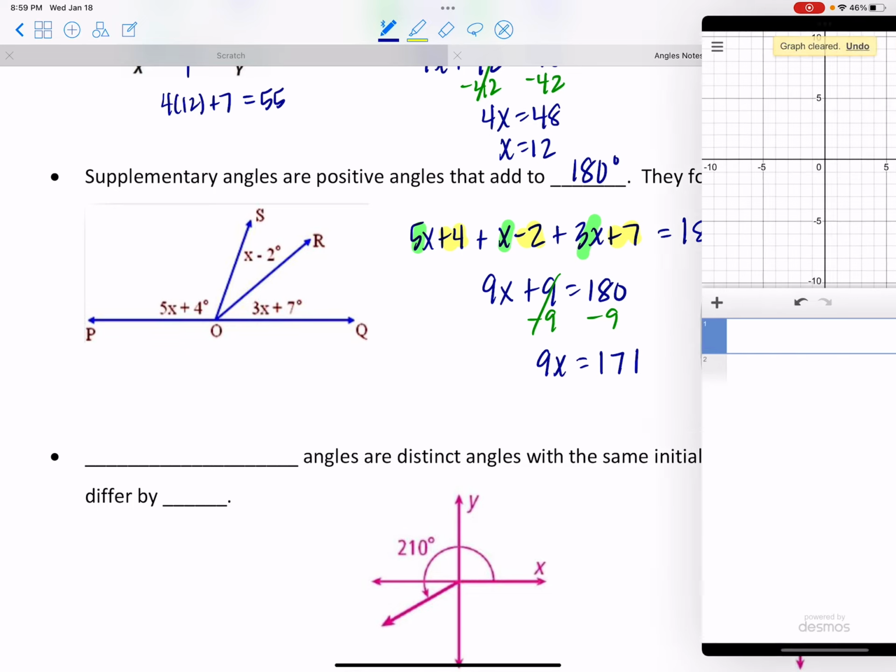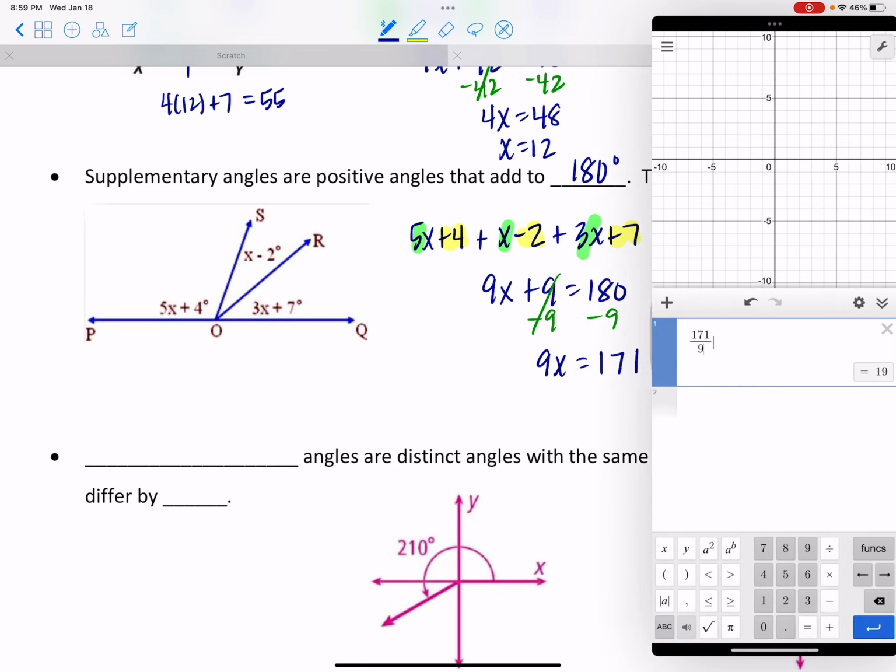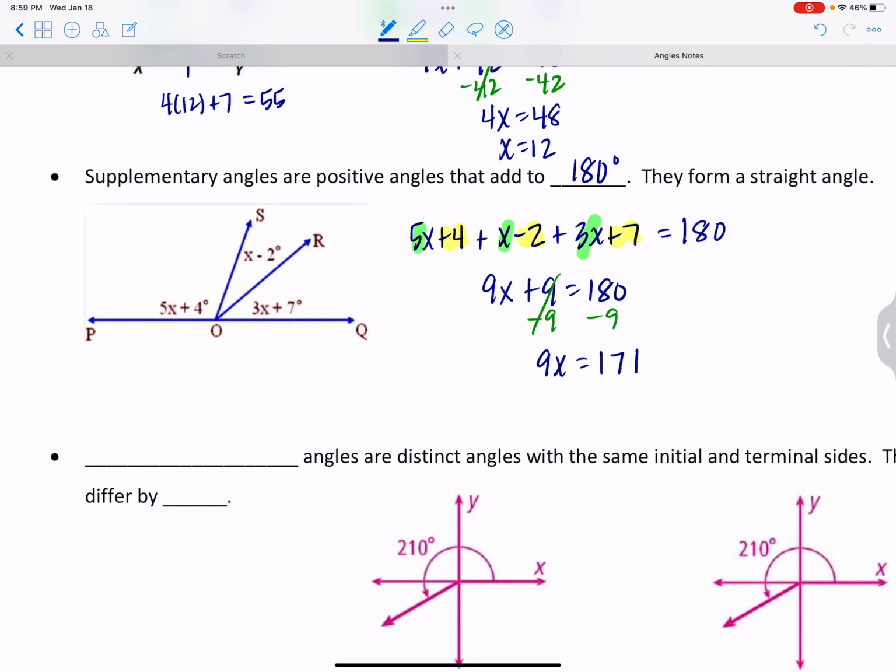Does 9 go into 171? I made an ugly problem here. Yeah, no, it does divide. Okay, what did I say? 19. Sometimes my brain doesn't want to do all that math. So 9 goes into 171 19 times. Alright, so there's our value for x.